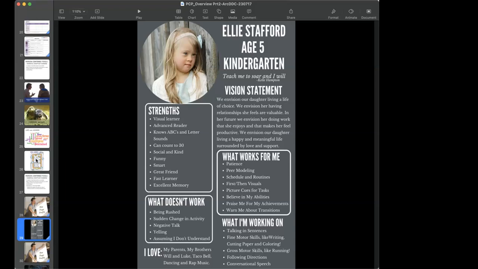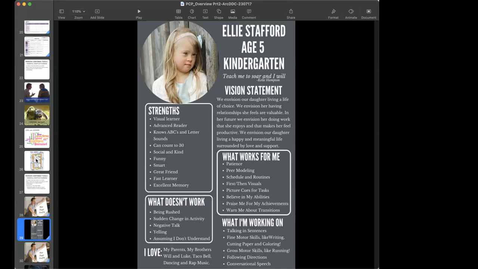And I think that touching on each of these, if you read this particular slide, you get to see a snapshot at the core of who Ellie is, right? Visual learner, can count to 30. She doesn't like being rushed, and she doesn't like yelling or negative talk. She thinks that patience works for her, modeling stuff, schedules help, telling me when transitions are coming, and then things that she's working on.